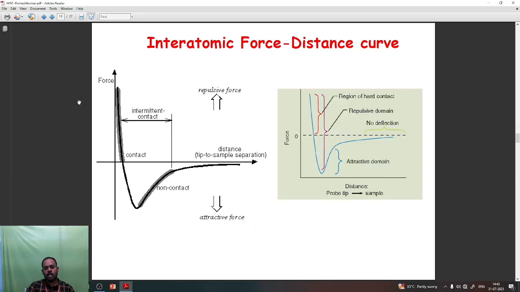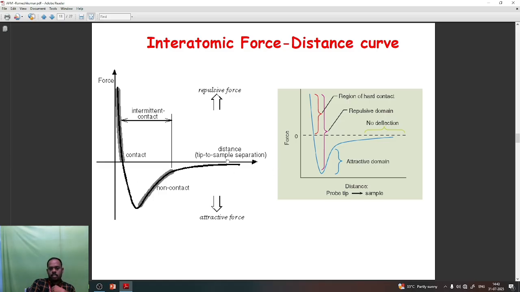This is actually happening while the cantilever tip approaches the sample surface. That is called the interatomic force, meaning the force between the atoms present in the cantilever tip and the atoms present in the sample surface. So how does it vary with respect to distance?